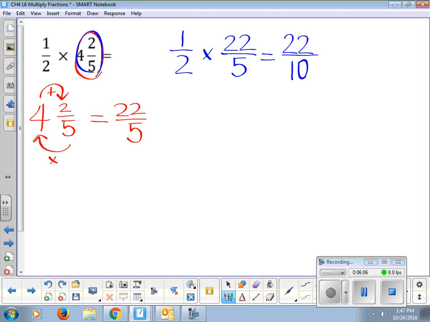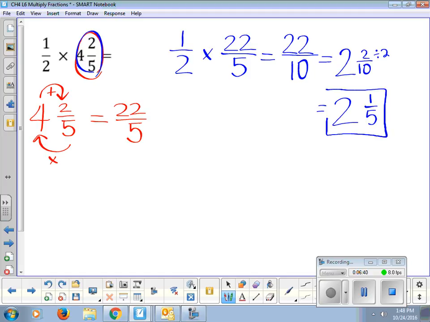10. Can this be simplified? Yes. How many times can 10 go into 22? Twice. What is 2 times 10? 20. So how many do we have left over to get to 22? 2. So we have 2 and 2/10. Would this be in simplest form? No. We can simplify 2/10 by doing what? Dividing by 2. And we get 2 divided by 2 is 1. 10 divided by 2 is 5. So our final answer is 2 and 1/5.